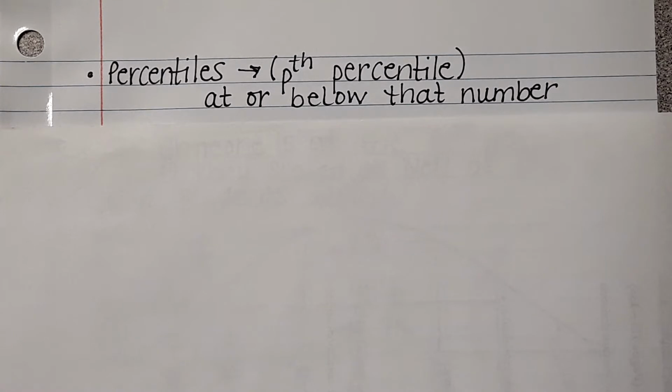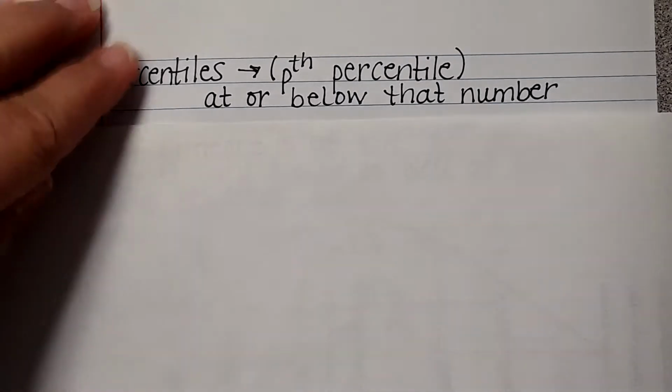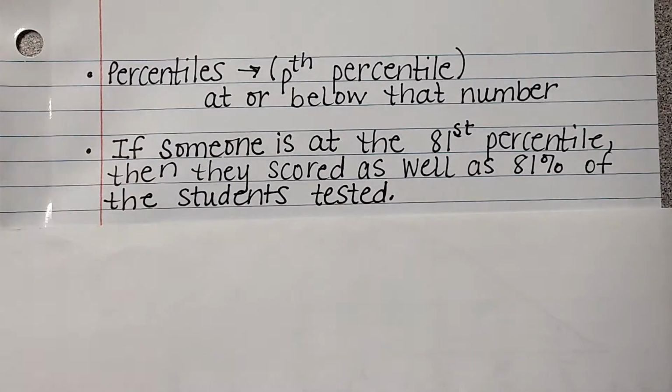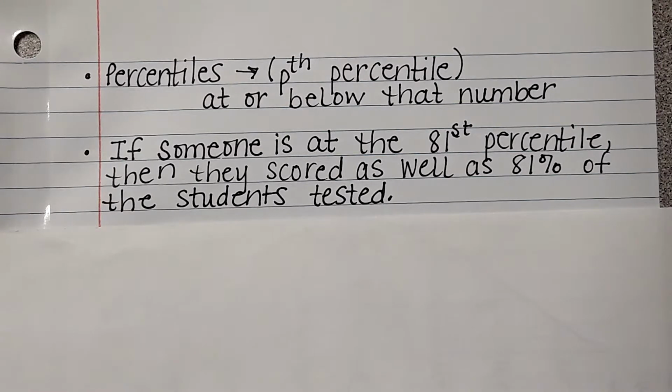So you guys, when you were little, or have you ever been around people that have been talking about maybe their babies and they're like, oh, they're at the 50th percentile, they're 99th percentile, or have you ever gotten a test score back and you're like at the 81st percentile? So what that means is that if someone is at the 81st percentile, then they scored as well as 81% of the students tested.